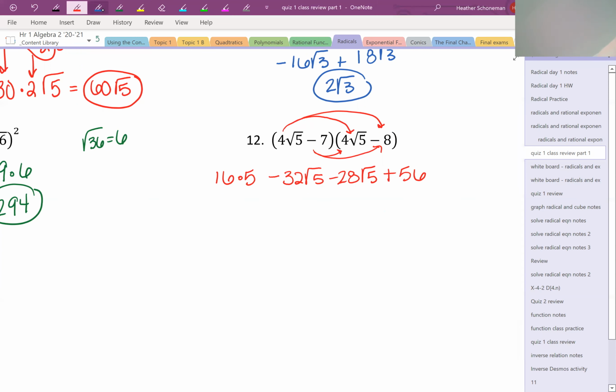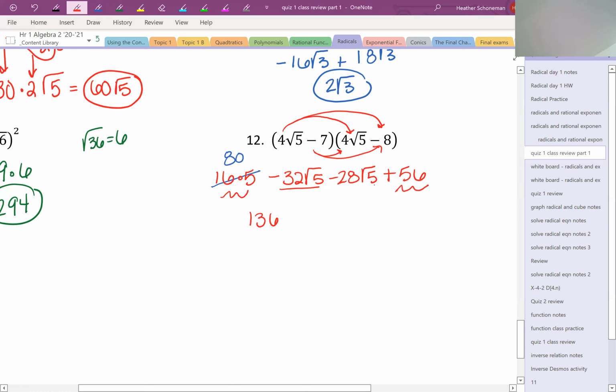Now we do need to combine like terms, but before we do this, 16 times 5 is 80. So now let's combine like terms. 80 and 56 is 136. Negative 32 and negative 28 gives us negative 60 square root 5. And that is the end of the second part of the notes.